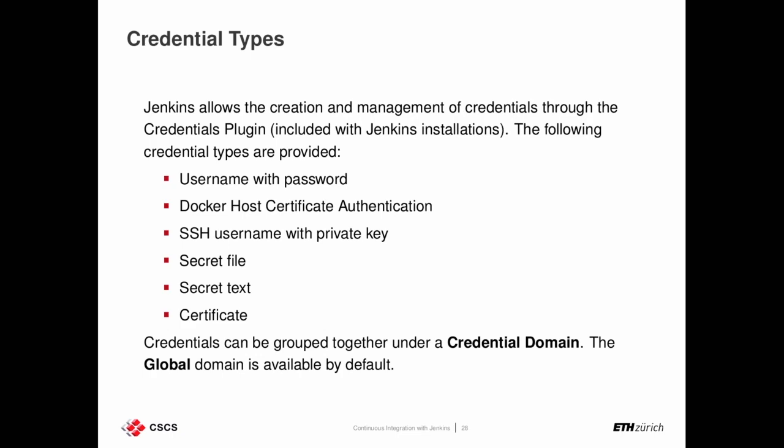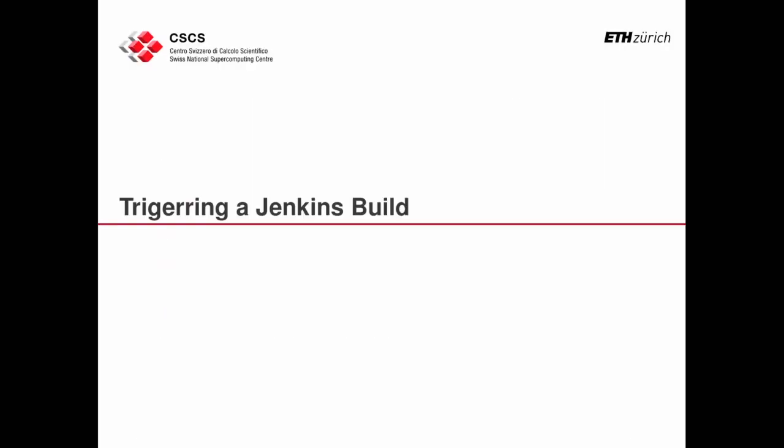And there are certain credential types that you can store on Jenkins, and they can be used by it and by its jobs. So it's the typical username with password. You can have a Docker host certificate authentication. You can have an SSH username with private key, which we use a lot for logging into nodes that execute our Jenkins jobs. You can have a secret file, a secret text, a certificate, and credentials can be grouped together under a credential domain, and the global domain is available by default on Jenkins.